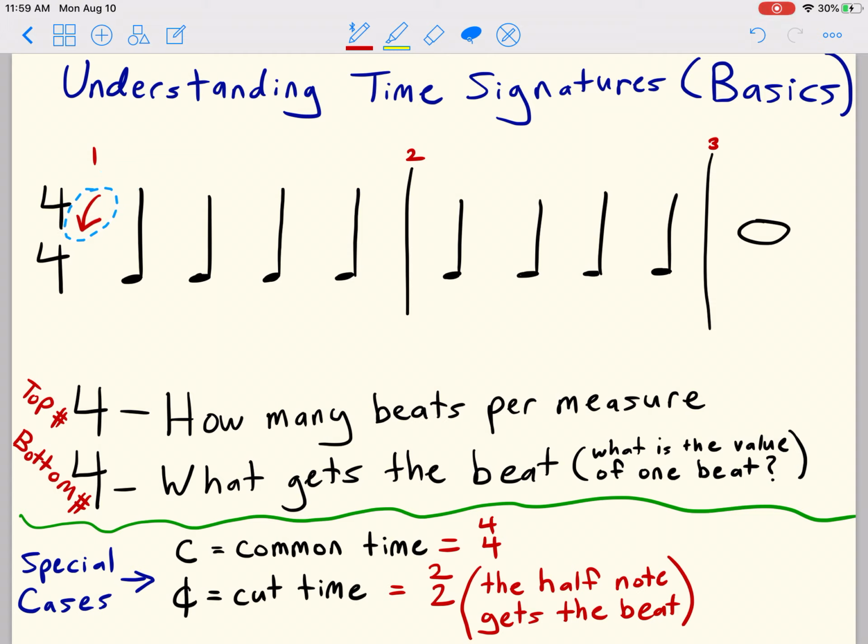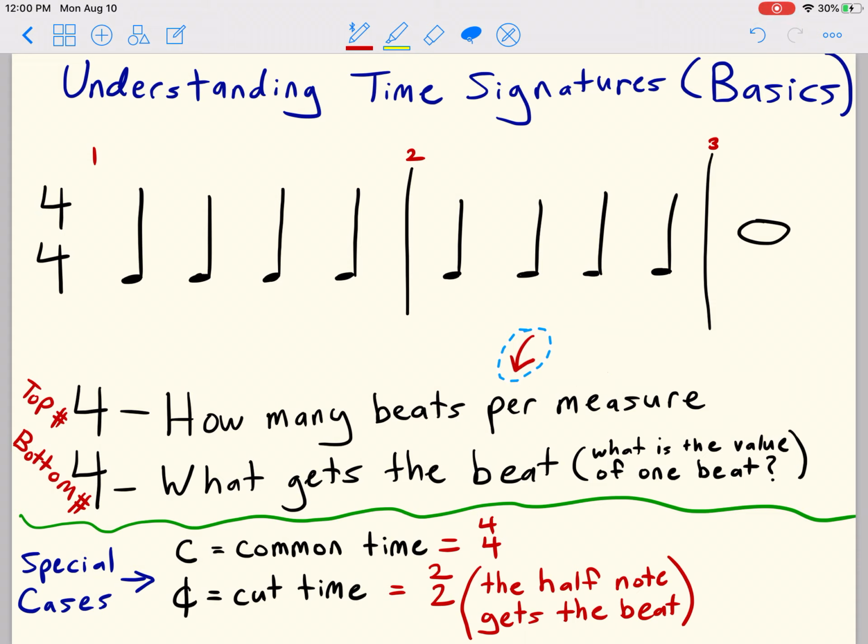So if we are in 4/4, we know that we're going to have 4 beats per measure. Right now I'm having 4 beats and I'm showing you through quarter notes. But how do we know that it's not going to just be half notes, 4 half notes in each measure, or 4 whole notes? Well, that's why we need the bottom number. The bottom number tells us 4 of what? Let me just define it first. The bottom number tells us what gets the beat. What is the value of 1 beat?